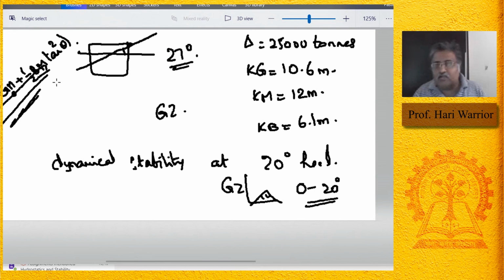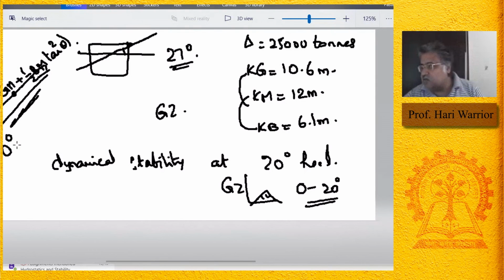So I'll go with this problem. Basically what they are doing is, from these two you can find GM, and from these two you can find BM. This and this will give you BM, this and this will give you GM. So you have got GM, BM, and at different angles, you set angles.